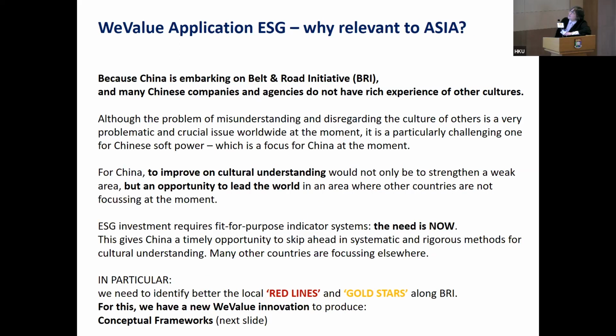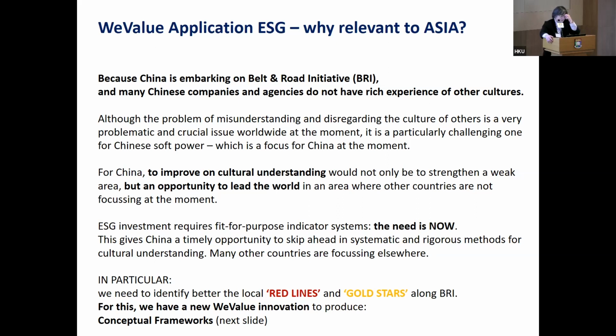So why is this relevant to Asia? Why is this type of application for ESG relevant to Asia? Because China is embarking on the Belt and Road Initiative, or it's well embarked on it. And many Chinese companies and agencies do not have rich experience of other cultures. Although the problem of misunderstanding and disregarding the culture of others is very problematic and crucial, it's particularly challenging for Chinese soft power, because that's a focus for China right now.